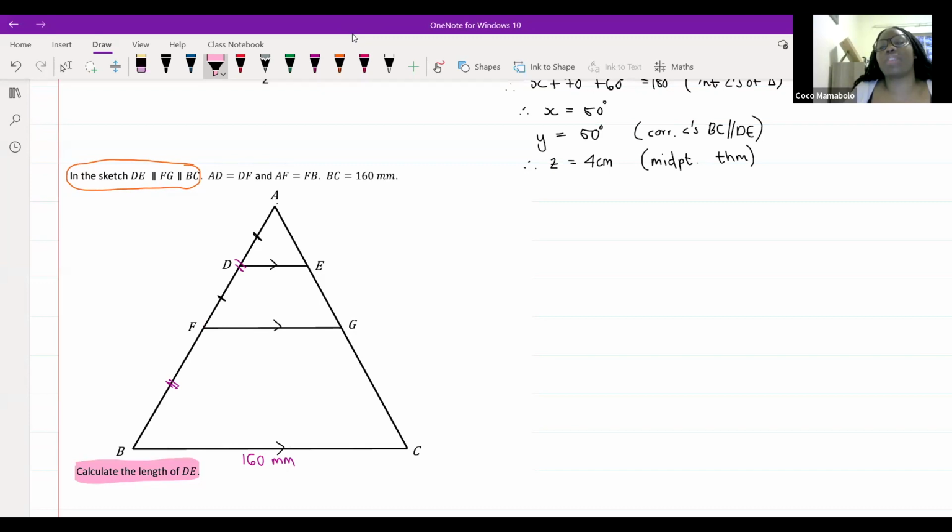Who can give us an idea where we will start? Just by looking at this, where they tell us each of them are parallel to each other, what does that tell us about the theorem that we're going to use? Are we going to use the midpoint or are we going to use the converse? Correct, Sally. We have to use the converse because they've given us the converse information.